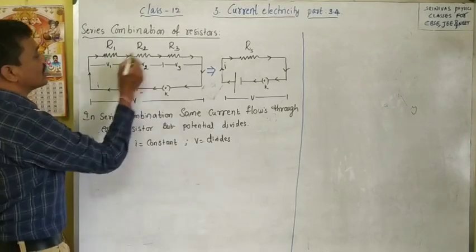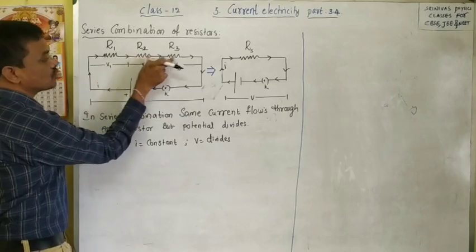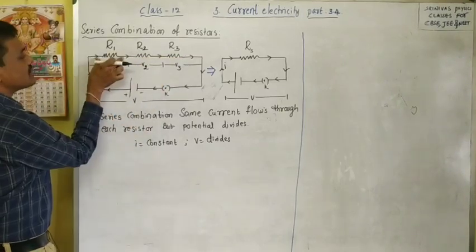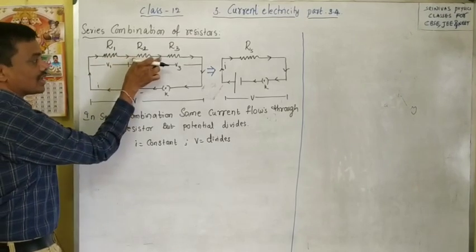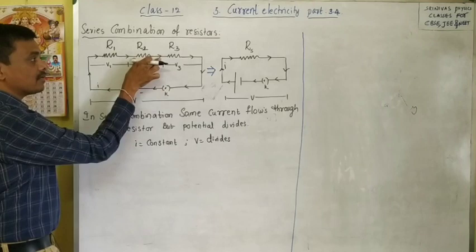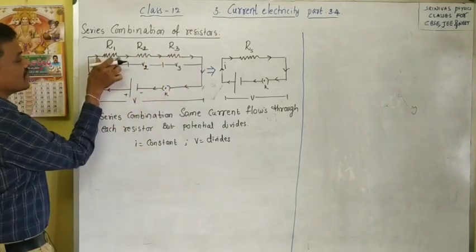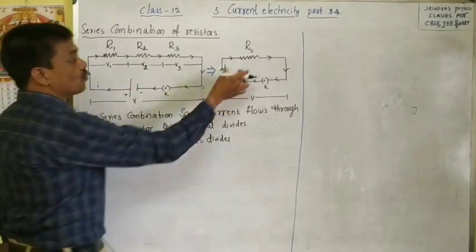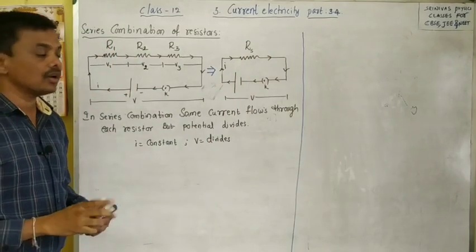Look at here, these are the resistors. I'm taking 3 resistors, 1, 2, 3, and these are connected in series combination. Series means end to end. One end of the first resistor is connected to the next end of the next resistor, and so on. This is the series combination. If these 3 resistors combinedly act as one resistor, then what is its resistance? That I am going to find out.